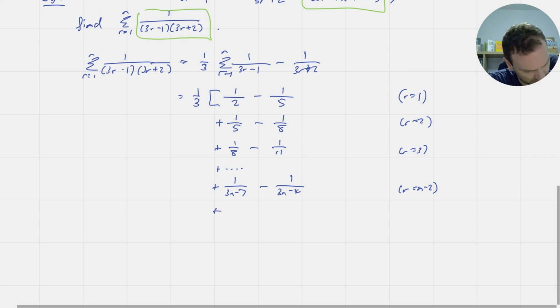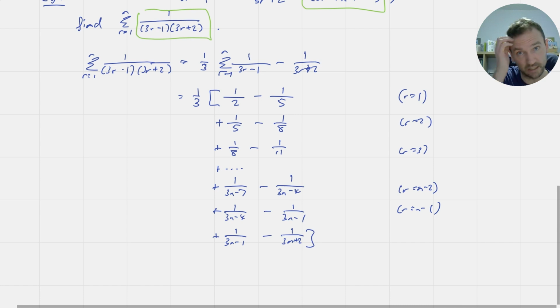And then we're going to do the same, subbing in r equals n minus 1. Well, that's going to give you 1 over 3n minus 4, subtract 1 over 3n minus 1. And finally, subbing in r equals n, that's hopefully a nice easy one for us to do. We're going to get 1 over 3n minus 1, subtract 1 over 3n plus 2. Now, at this stage, we want to make clear what simplifications are happening.